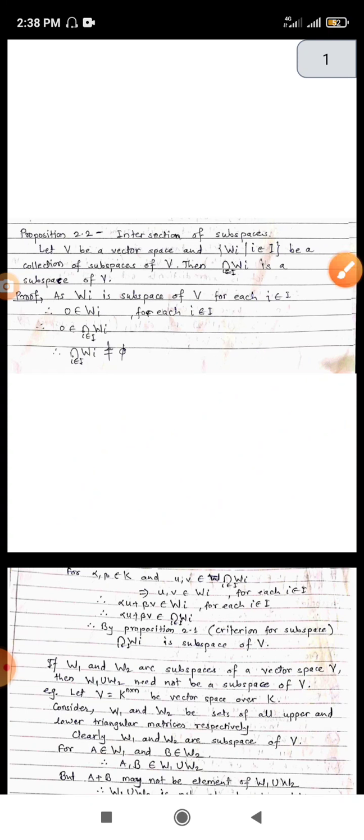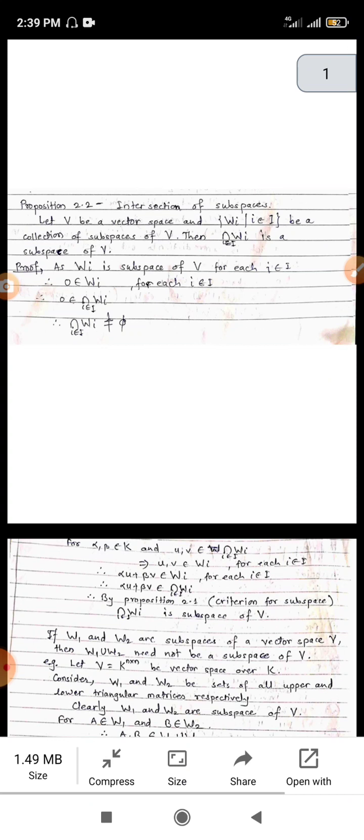The next example: the vector space V is trivially a subspace of itself. Now let us see the next proposition, where we check whether the intersection of subspaces again forms a subspace, and whether the union of subspaces again forms a subspace. As we saw in group theory, we first saw the definition of a group and then the definition of a subgroup, and we checked whether the intersection of subgroups forms a subgroup, and whether the union of two subgroups forms a subgroup.